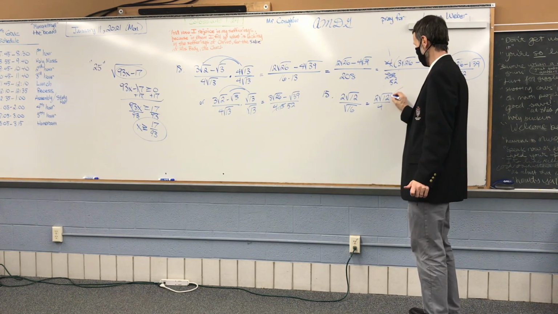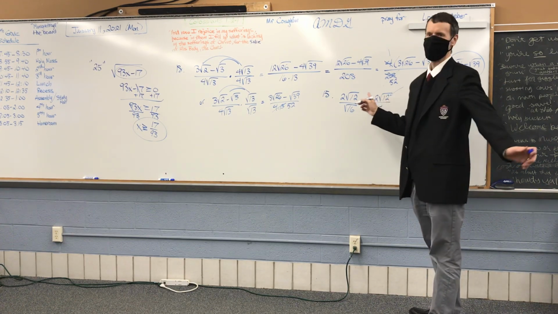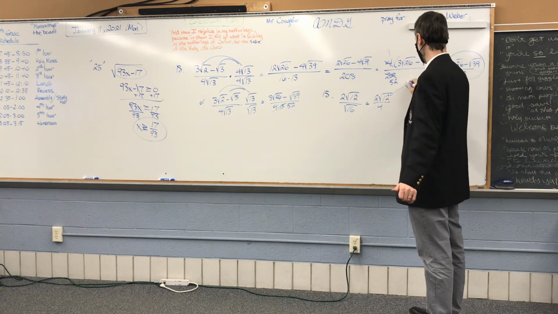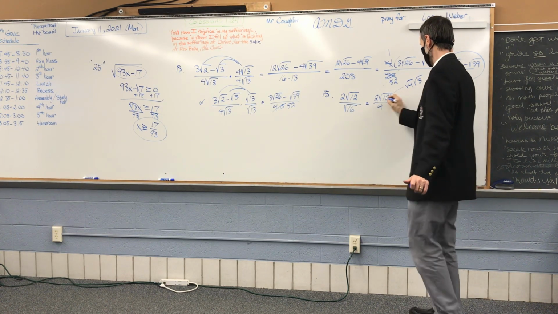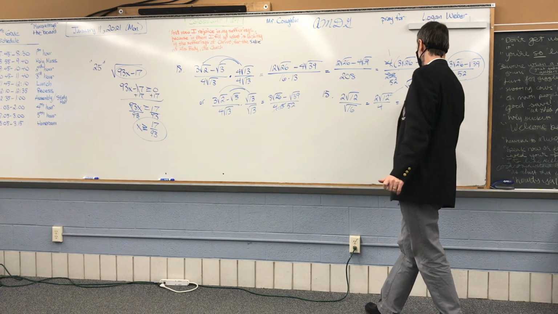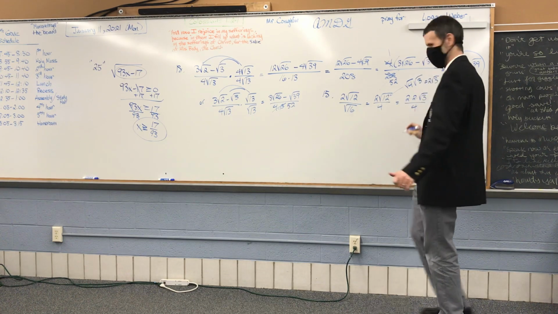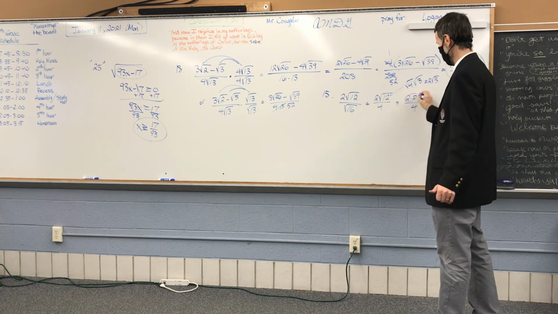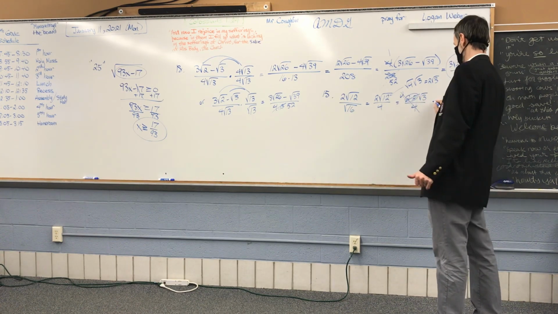I would reduce this radical first. What perfect square is hiding in there? Radical 4 times radical what? 3. So this is really 2 radical 3. So it's 2 times radical 3 over 4. And this 2 times 2 on the top is 4. And then the 4's cancel, and you're left with radical 3.